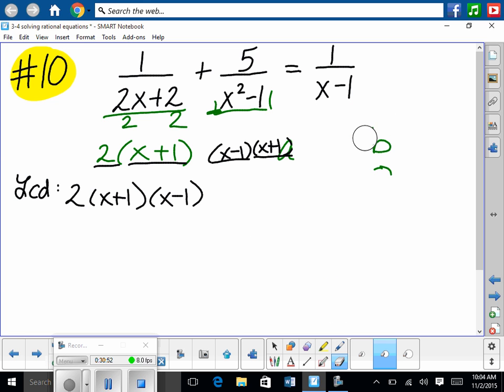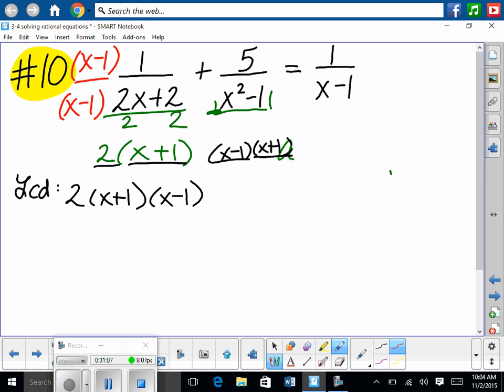Okay, so quickly fixing. This one has a 2 and an x plus 1. What does it need? So we're going to multiply the bottom by x minus 1 and the top by x minus 1. This one was x minus 1 times x plus 1. What are we missing? 2. Multiply the bottom and the top by 2. Is everybody following? And then x minus 1. What do we need? A 2 and an x plus 1. So we multiply by 2 and x plus 1 on the top and bottom. And make sure you put it in parentheses.